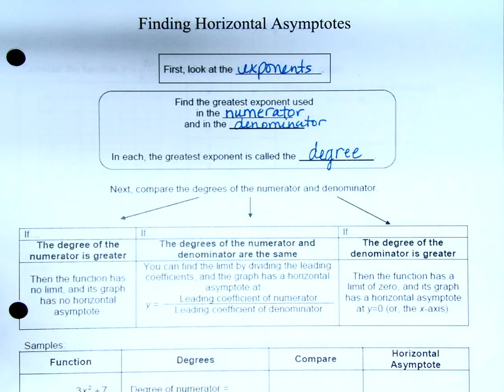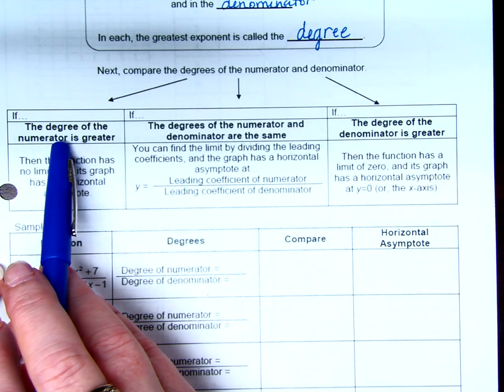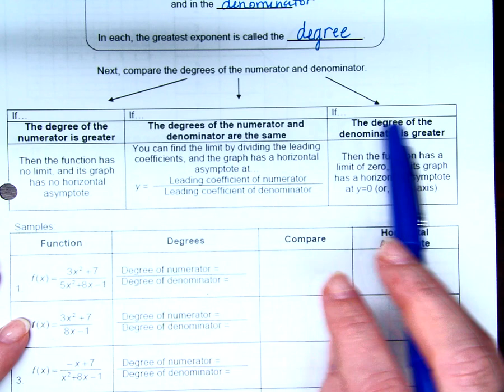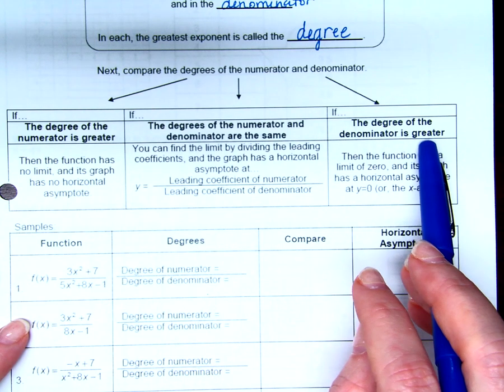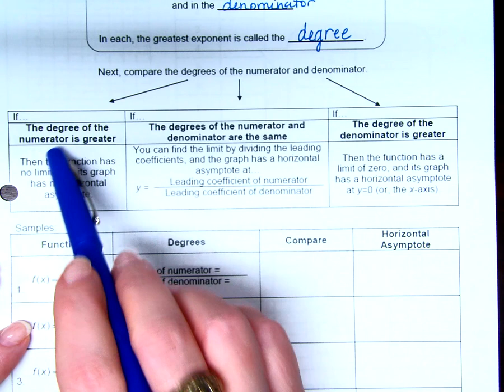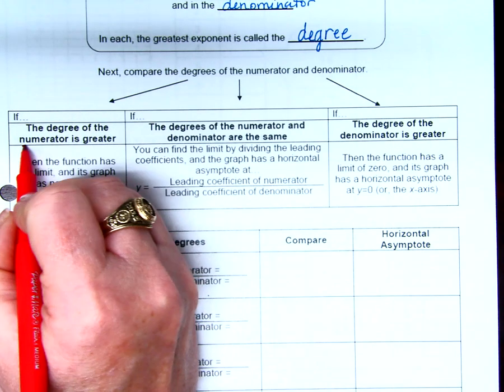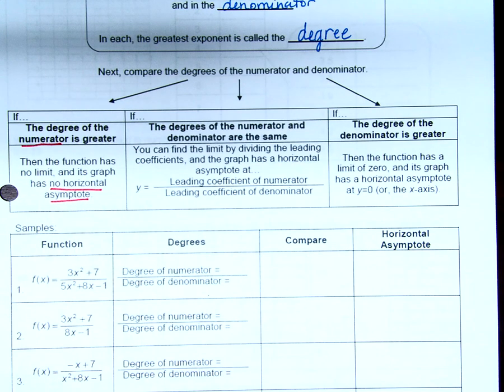There are three possibilities, okay? Either the degree of the numerator is greater, they are the same, or the degree of the denominator is greater. Those are the only possibilities, right? If the degree of the numerator is greater, that means there is no horizontal asymptote. None. Okay?